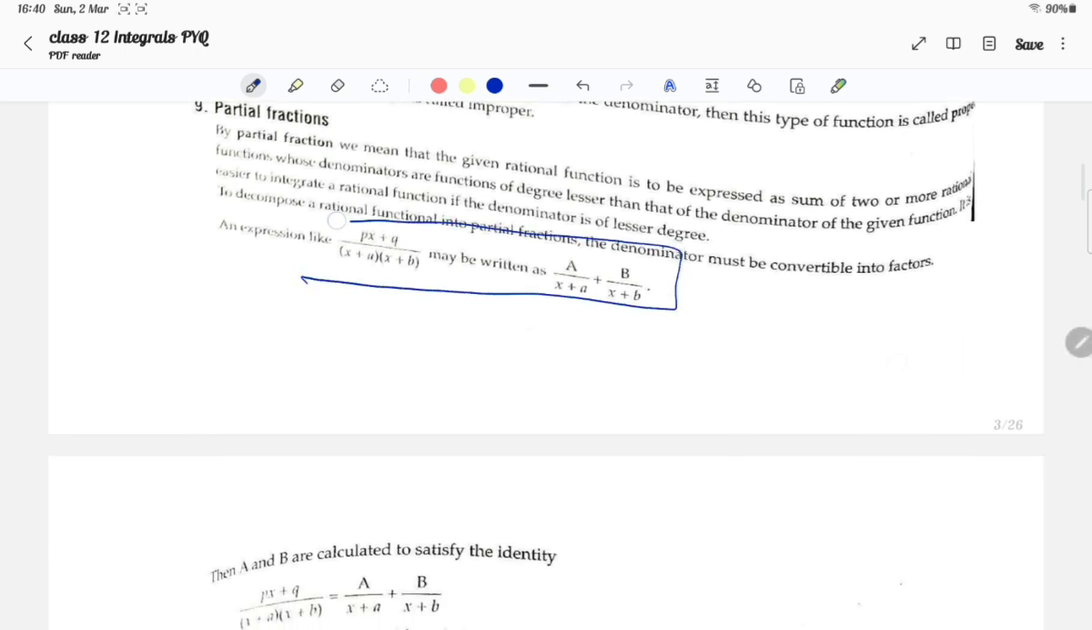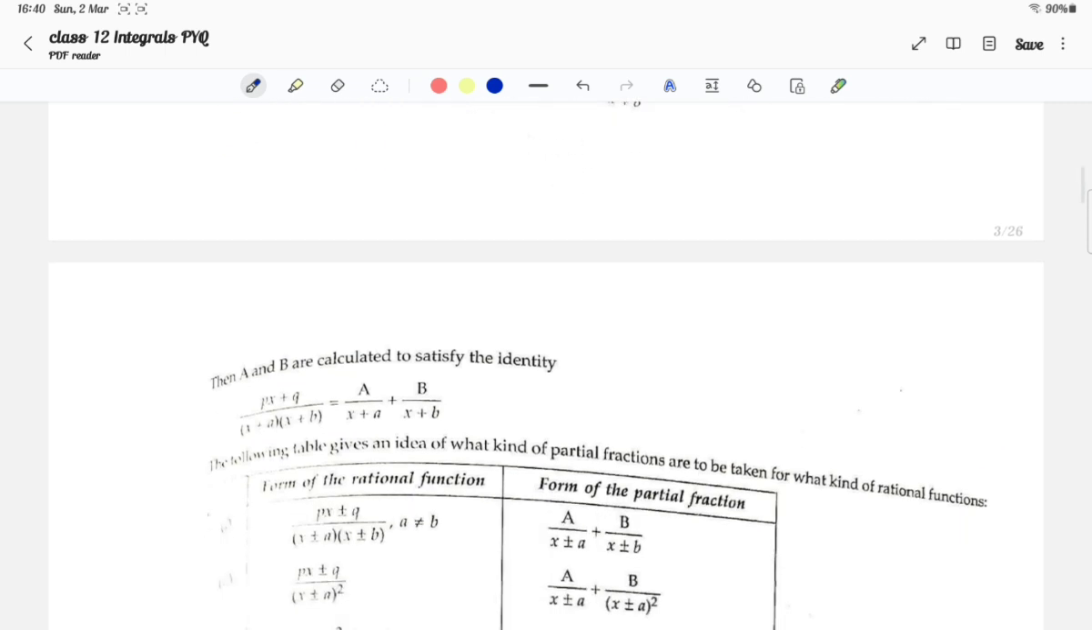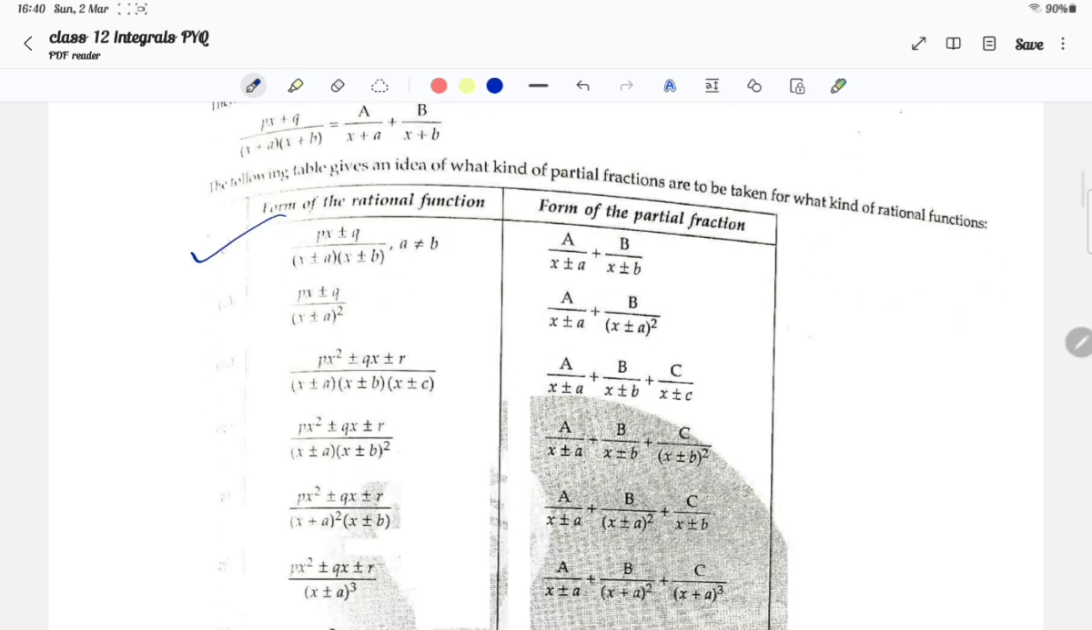So partial fraction, basically you have to break the fraction partially. Okay, like rational functions, you know, if the integrand is a rational function, in that case you have to break the fraction partially. Okay, so some forms are there. First form is if x plus a or x plus b, factors are repeating one time. Okay, in that case simply a constant A by x plus a plus B by x plus b, this is the first form.